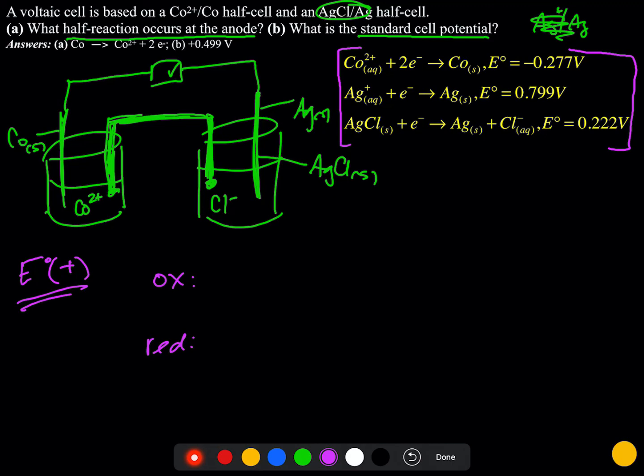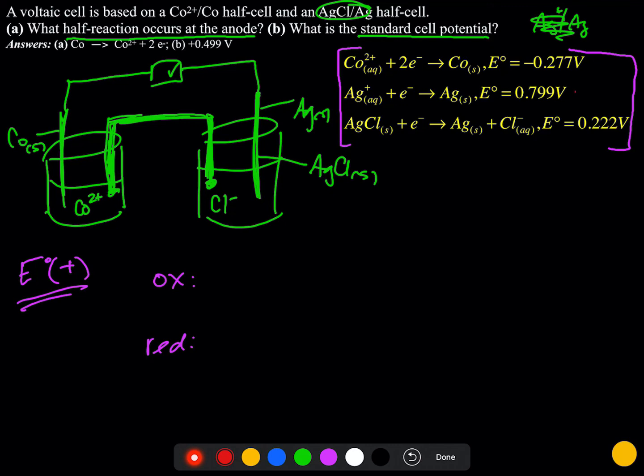Because we're going to use these reactions as written, because if we look here, these are always going to be written as reductions, and these are my E reduction values, okay? And we know it's reductions again because electrons are on the reactant side. So, looking at my choices, we can reduce cobalt for a negative 2.277. We can reduce silver ions, or we can reduce silver chloride, okay?